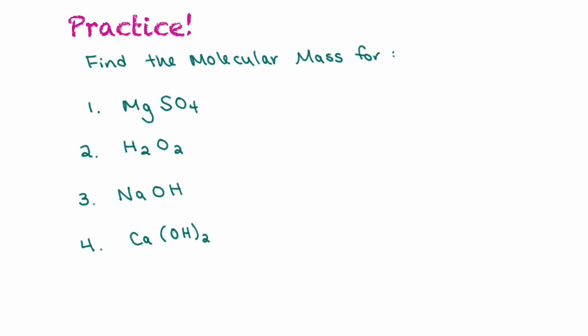So now there's a few problems for you to solve. To practice, you need to find the molecular mass for magnesium sulfate, hydrogen peroxide, sodium hydroxide, and calcium hydroxide. Take some time to solve each of those, and then you can check on the next slide to see if you were correct.